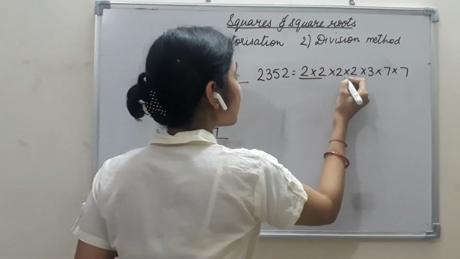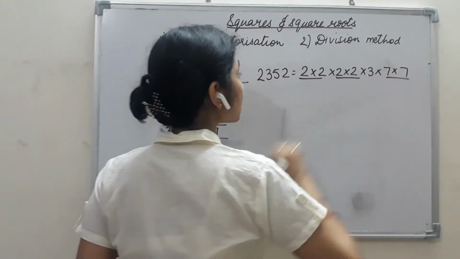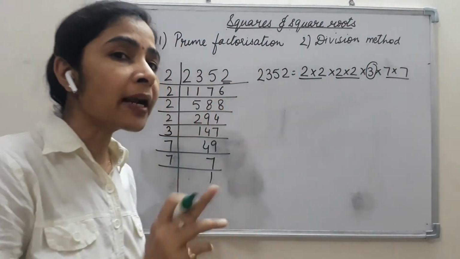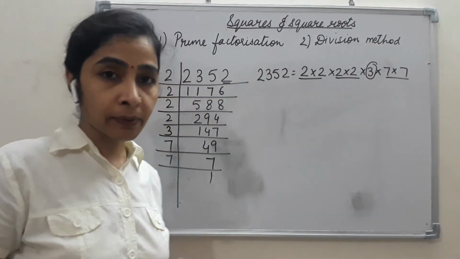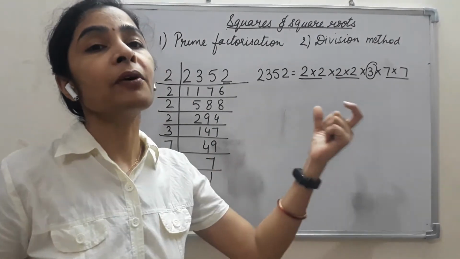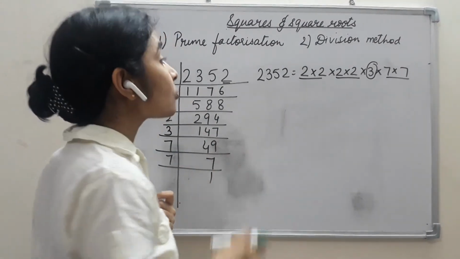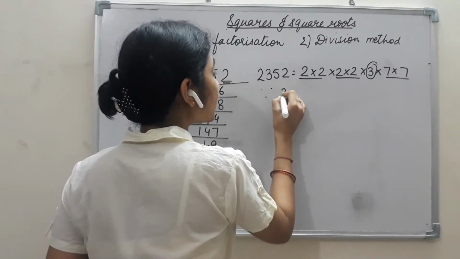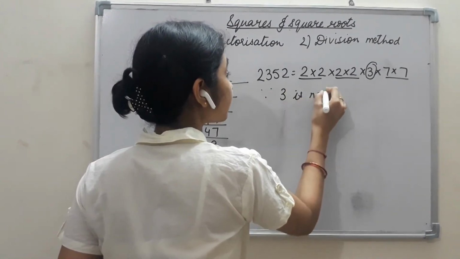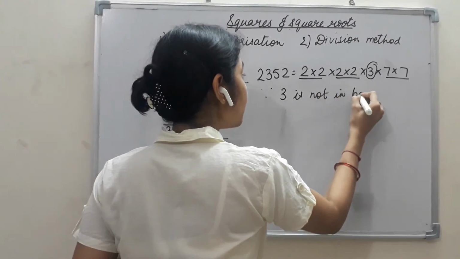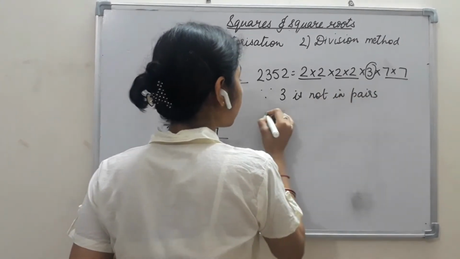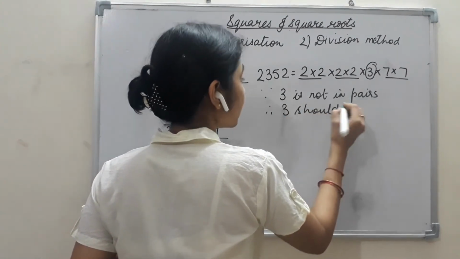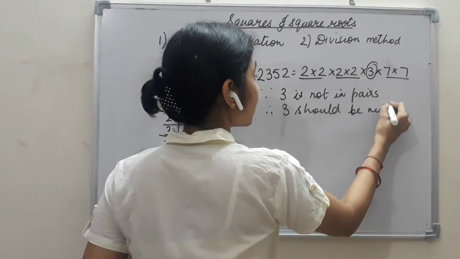Now see, these two numbers are in pair, these are in pair and these are in pair. But 3 is not in pair. If we multiply a 3 to this number, then we can get a perfect square number. So we are supposed to multiply it. So we write that since 3 is not in pairs, therefore 3 should be multiplied. What should we multiply? 3.